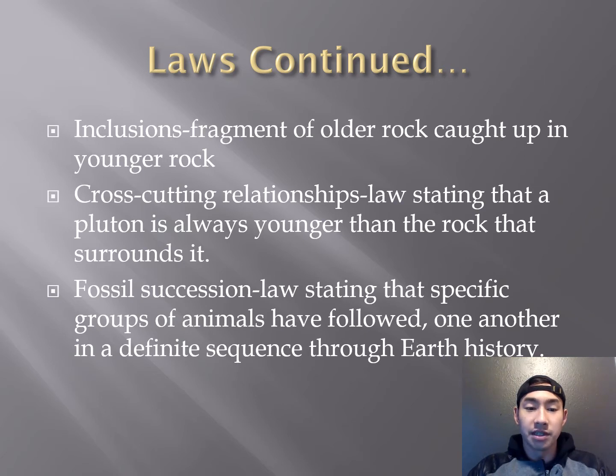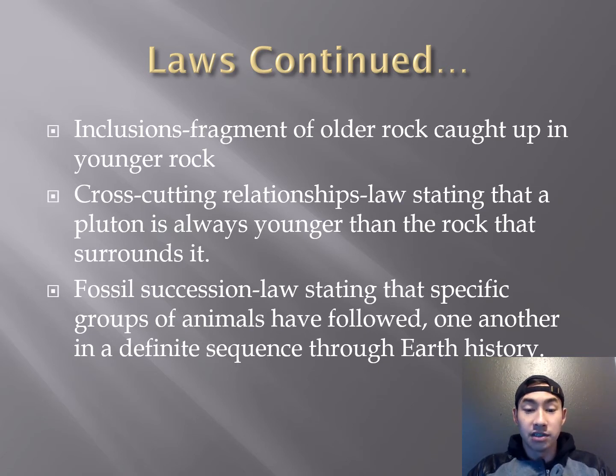Cross-cutting relationship states that anything that cuts through a specific rock, that cut is going to be younger than the rock itself. So if we're looking, for example, at faults or a dike or a sill, an igneous intrusion cutting through several layers of sedimentary rock, that igneous intrusion would be significantly younger than the layers that it's cut through.